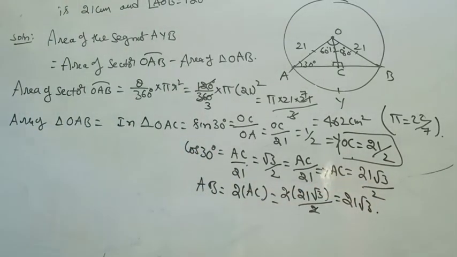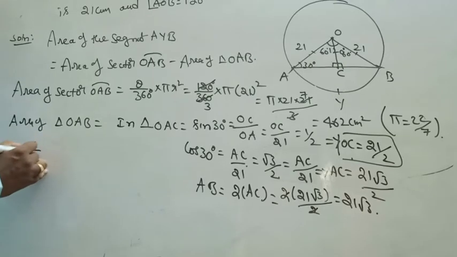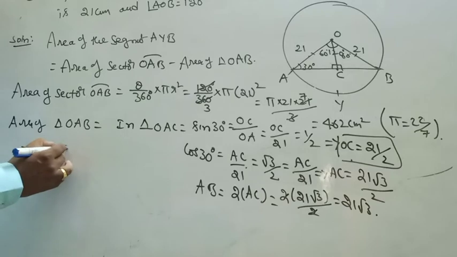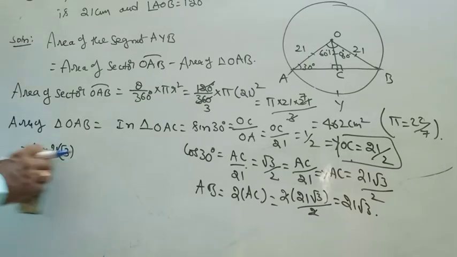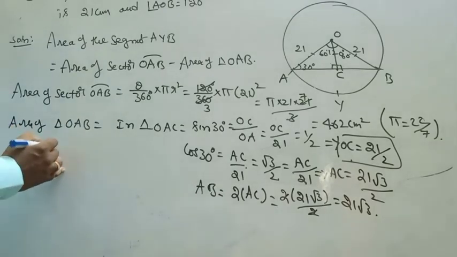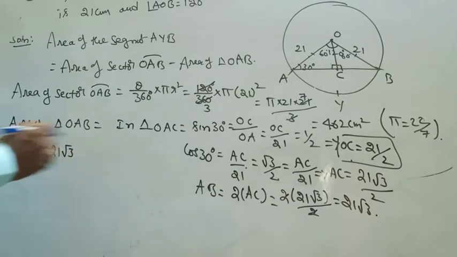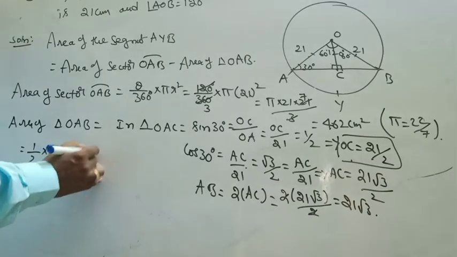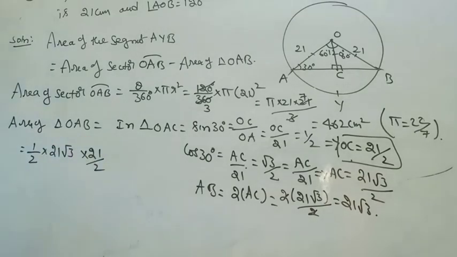Now the area of triangle OAB is equal to half into base into height. Base AB is 21 root 3, and height OC is 21 by 2. If you do the simplification, you will get the area of triangle OAB. Now we need the area of the segment.